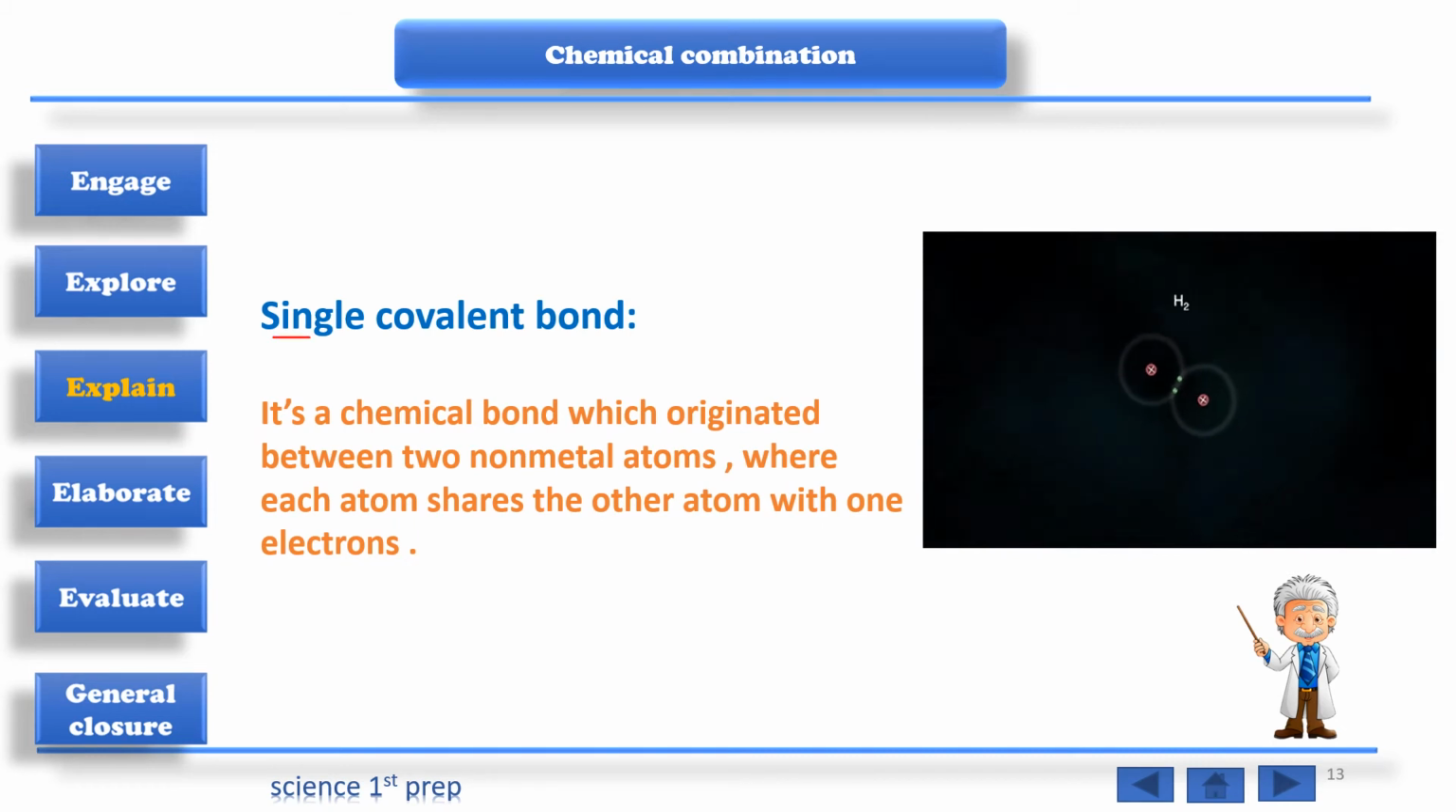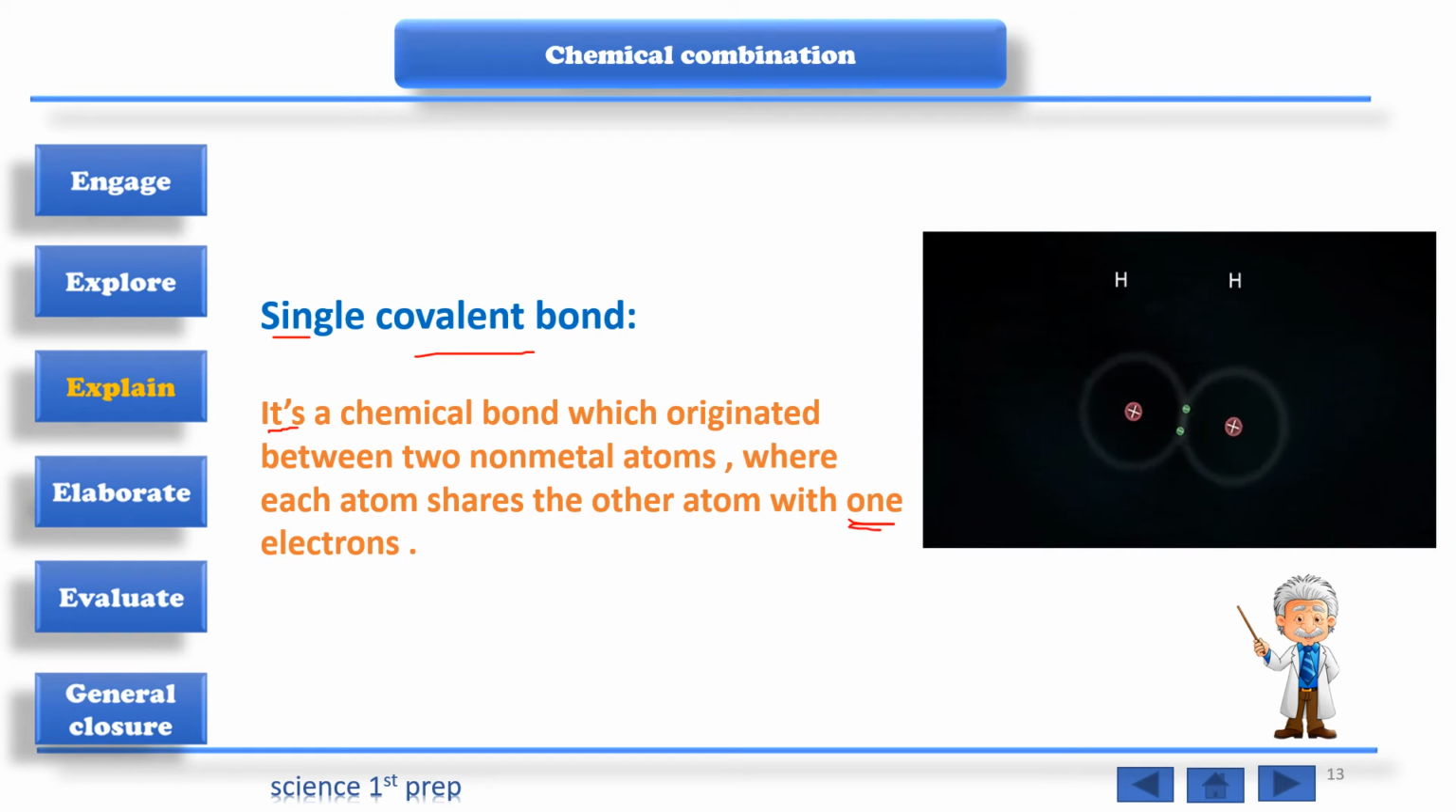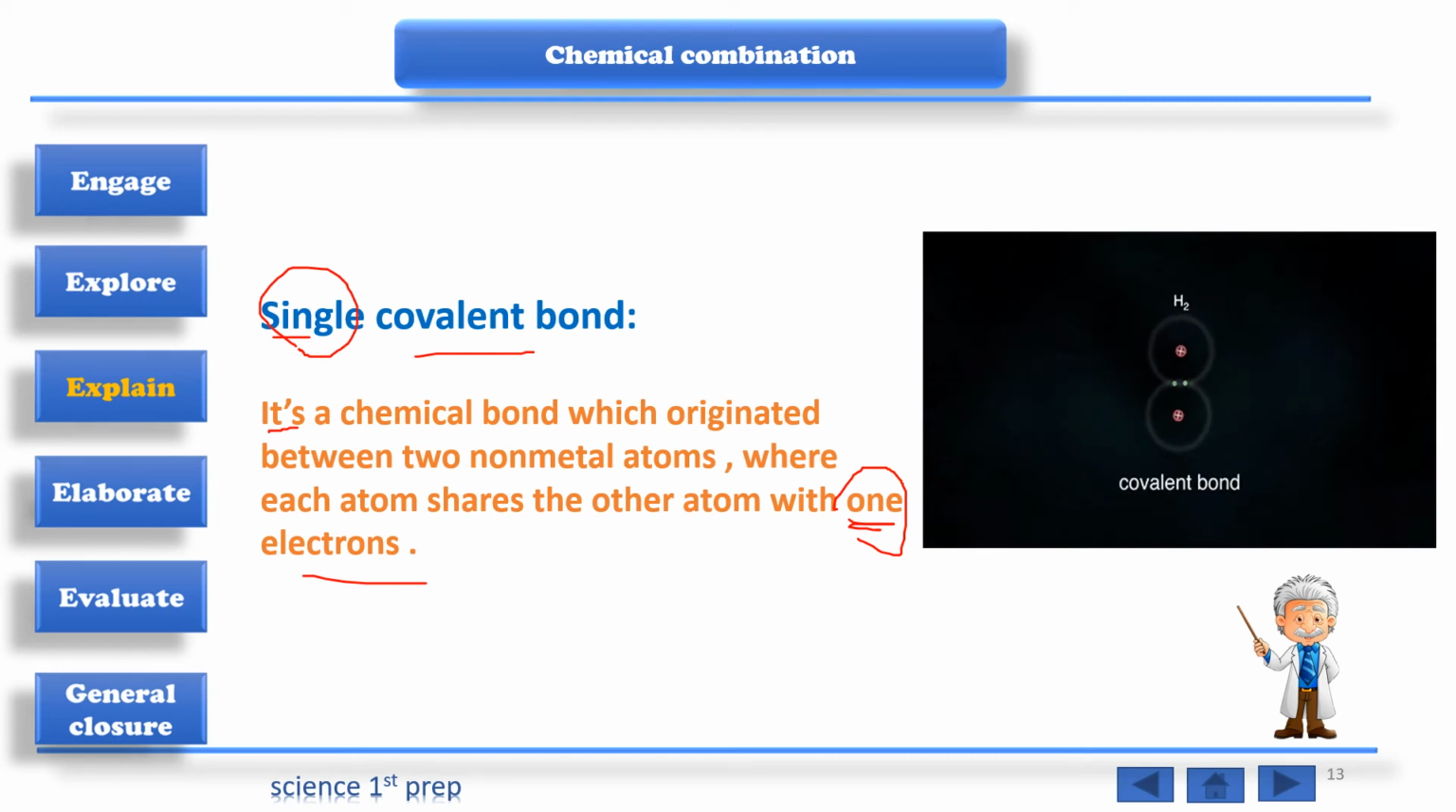This is the same definition of covalent bond. The only difference is that we define the number of electrons which are shared in the chemical reaction. Here it's a chemical bond which originated between 2 non-metal atoms, where each atom shares with the other one electron. So we say 1 electron, single covalent bond. If every atom shares one electron, that means it's a single covalent bond, as we can see here.